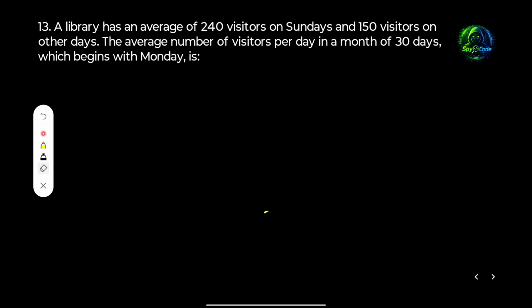A library has an average of 240 visitors on Sundays and 150 visitors on other days. So the average number of visitors per day in a month of 30 days, which begins with Monday, is? We need to find the average number of visitors per day in a month of 30 days that begins with a Monday. So the number of days in the month is 30. The month begins with Monday.